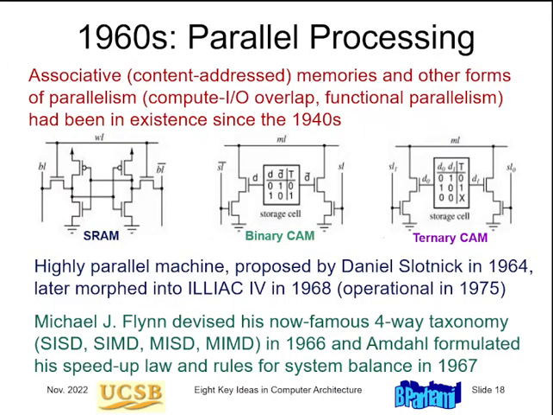From the 1960s, I've chosen parallel processing. Of course, parallel processing is actually older than the 1960s. Before we did parallel processing in the modern sense of the term, we had something called associative memories or content addressable memories, which allowed us to search the memory content to find particular patterns in there. And these were available beginning with the 1940s.